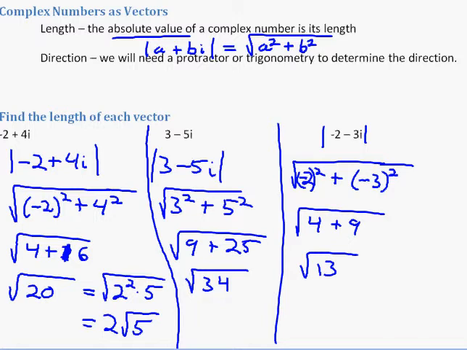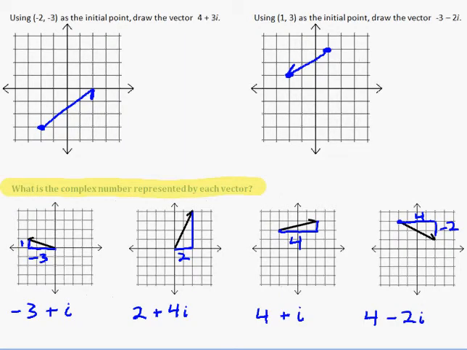Direction, if we drew in the vector, so let's hop back up to this. If we wanted to find the direction of this example here, the direction of this vector, we could put a protractor on here and measure the angle, and that could help us find the direction of that vector.